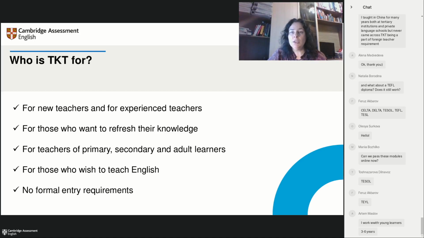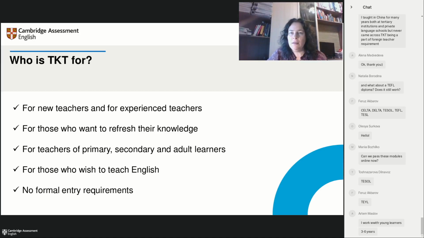If you work with young learners from 3 to 6, then you will be aware of the key principles of how languages are learned, what the difference is between acquisition, for example, and learning, and how you can help your younger learners, very young learners, to be honest, this group we usually call very young learners, how to help them. So it's basically for everyone, okay?